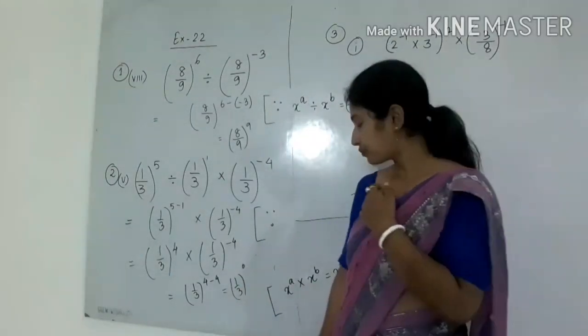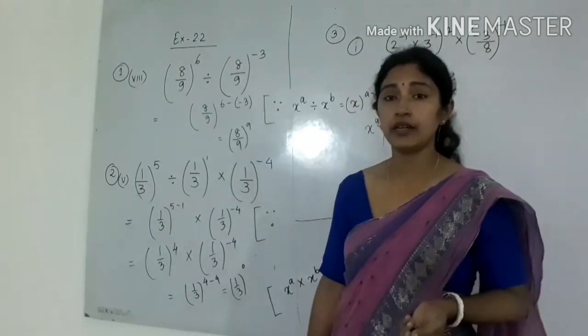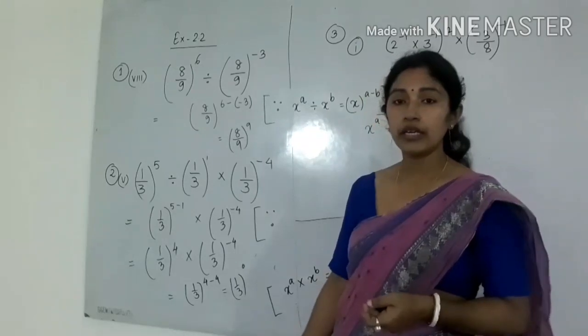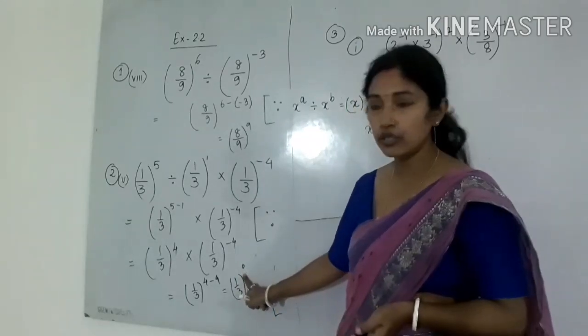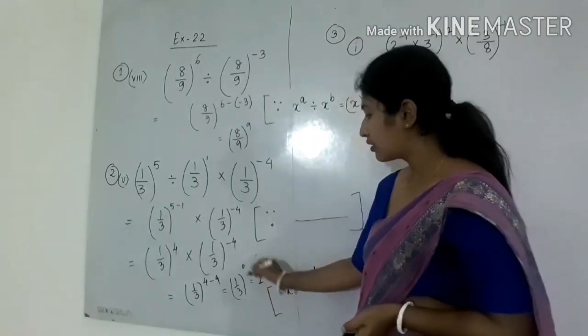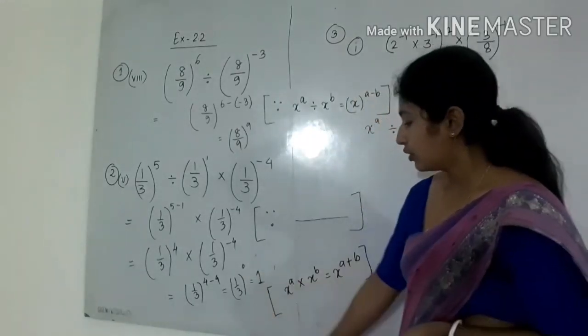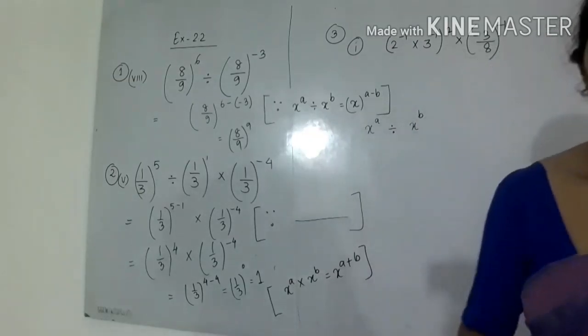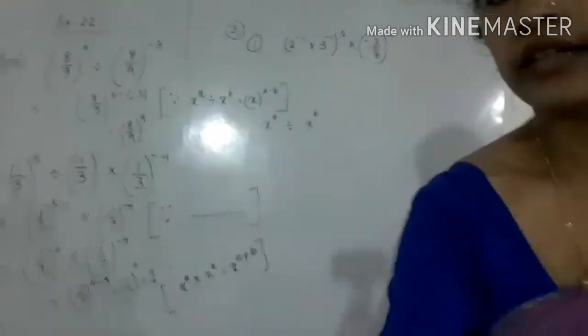Already I have told you that if the base is any rational number other than 0 and the power is 0, then the answer will be equal to 1. So the answer of this question will be 1. In this case you have to write this reason, this law. Then come to the next question.